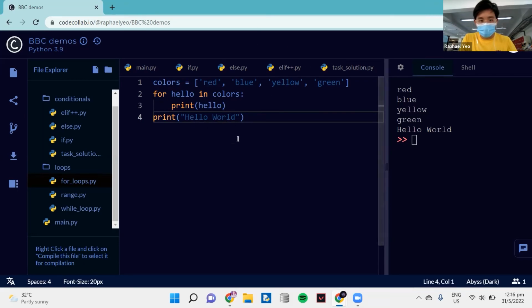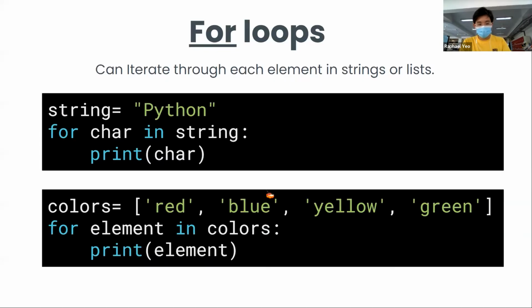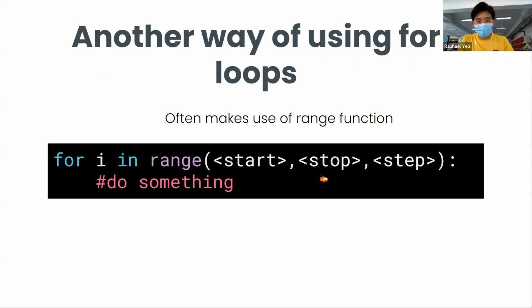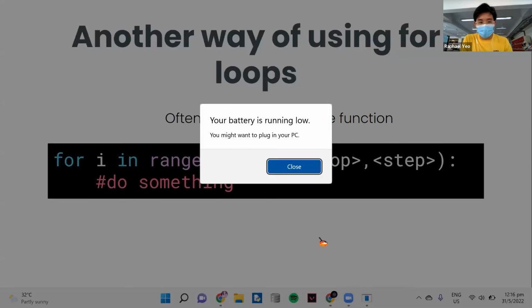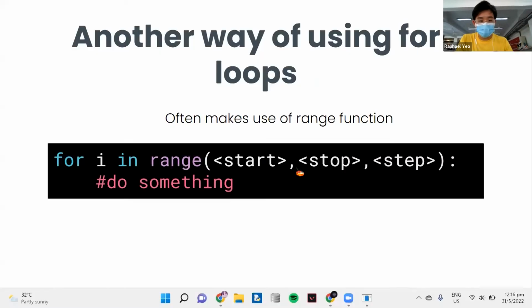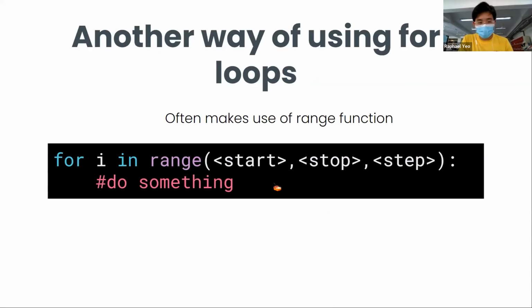Okay. So that is it. And now we go on to using range. So range is actually a function that identifies a range. Range is a function that identifies a start, stop, and step, which is a bit abstract because you cannot really visualize it by itself.